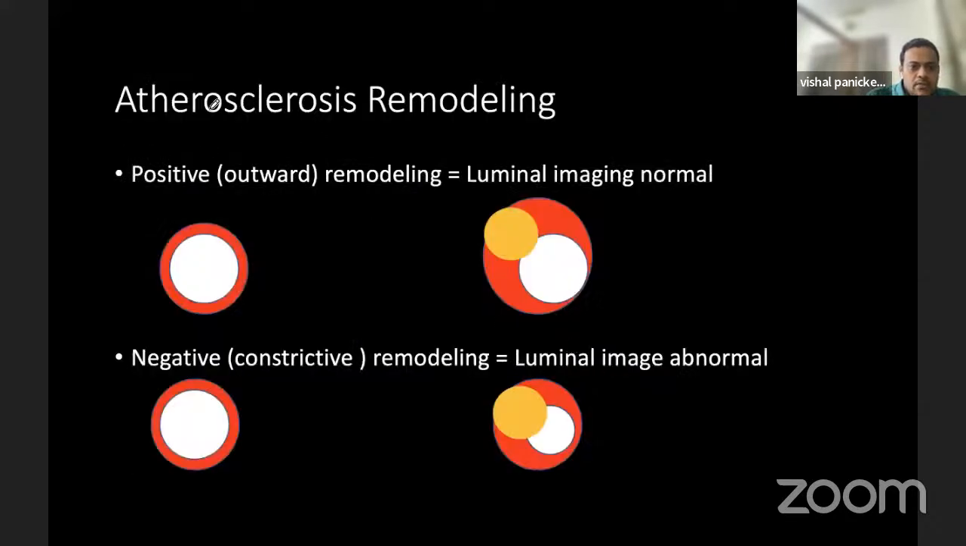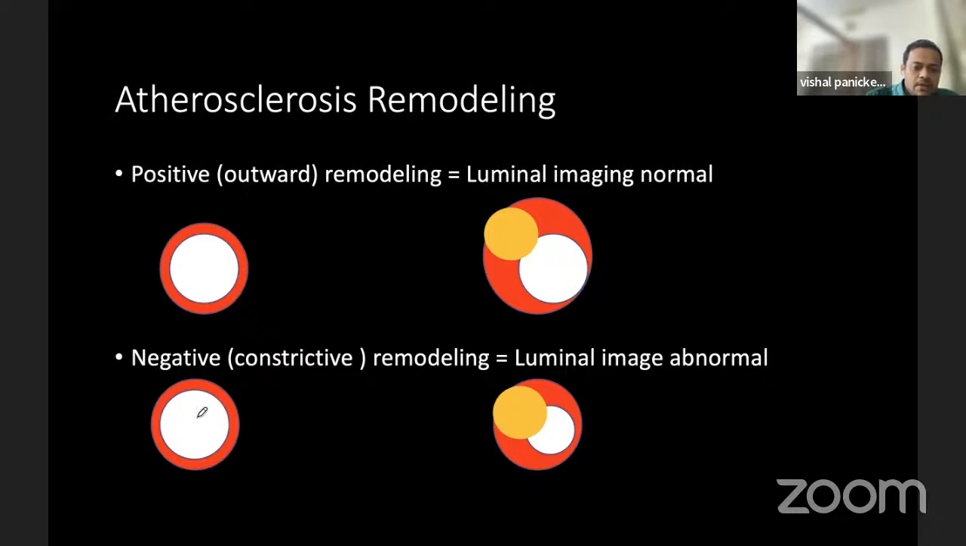So coming to atherosclerosis remodeling, what is positive remodeling and what is negative remodeling? In positive remodeling, this is a normal vessel. The white thing is the lumen, and the red thing is the vessel wall. When there is atheroma or plaque formation, usually as a compensation, the vessel wall gets thickened and bulges outwards, and the lumen size remains the same. So on normal imaging like DSA, the vessel will appear normal since it images the lumen.